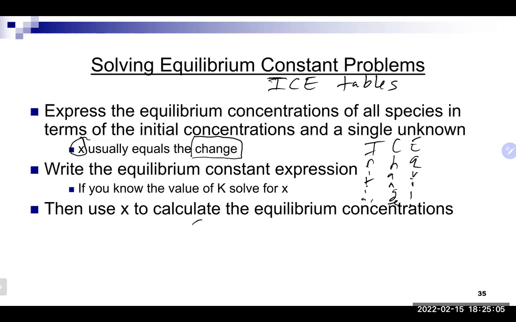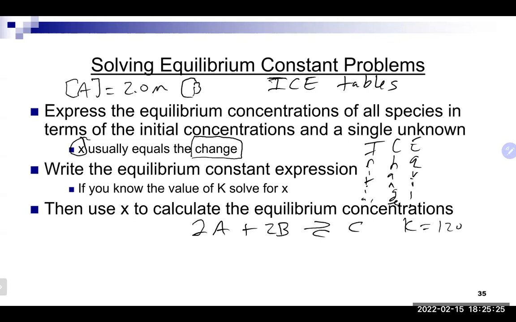Well, say you have a reaction like 2A plus 2B goes to C or something like that. Now, if we have a K value of like 120, for example, and let's just say initially, the concentration of A is 2 molar, and the concentration of B is 4 molar in this particular case. We would do an ICE table like so. We would take our initial concentrations here and basically put them in. So this would be 2.